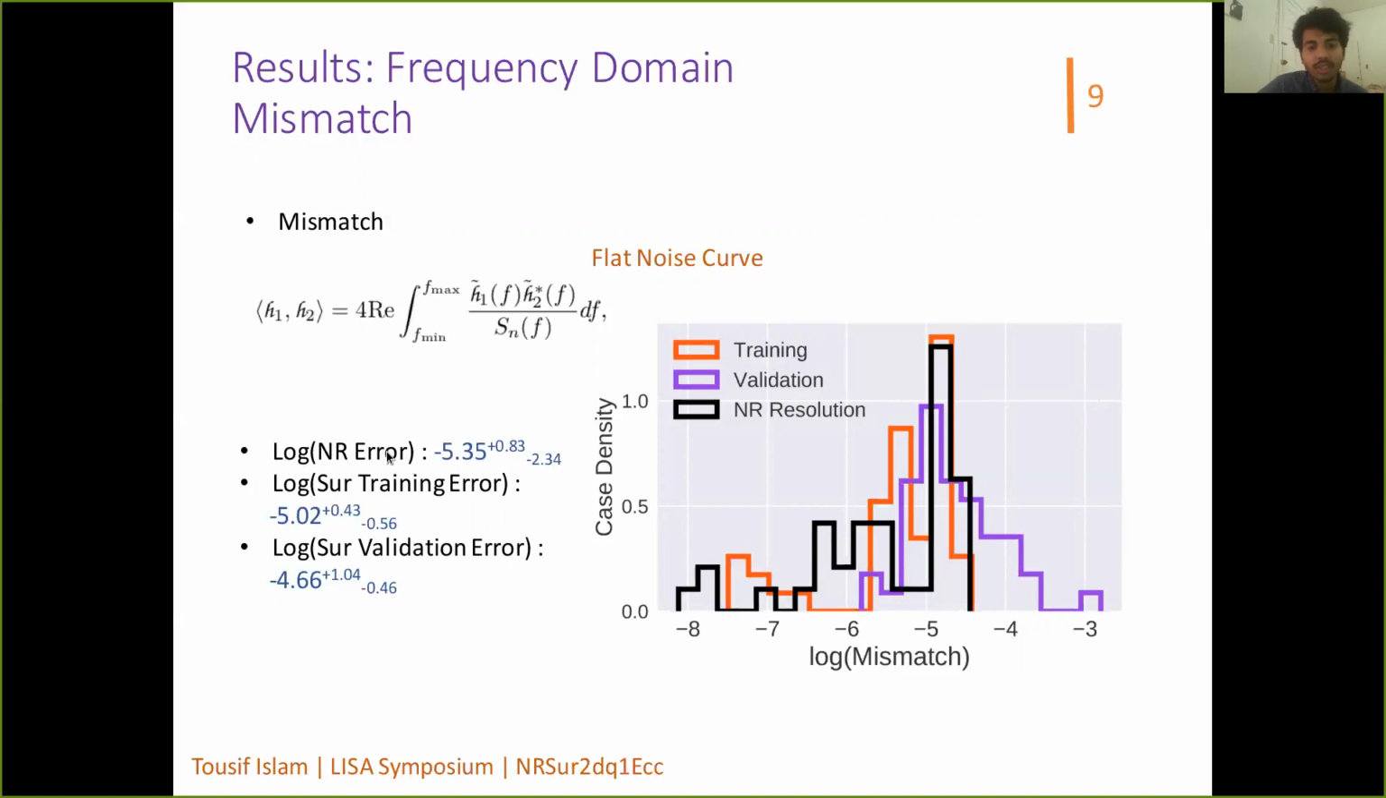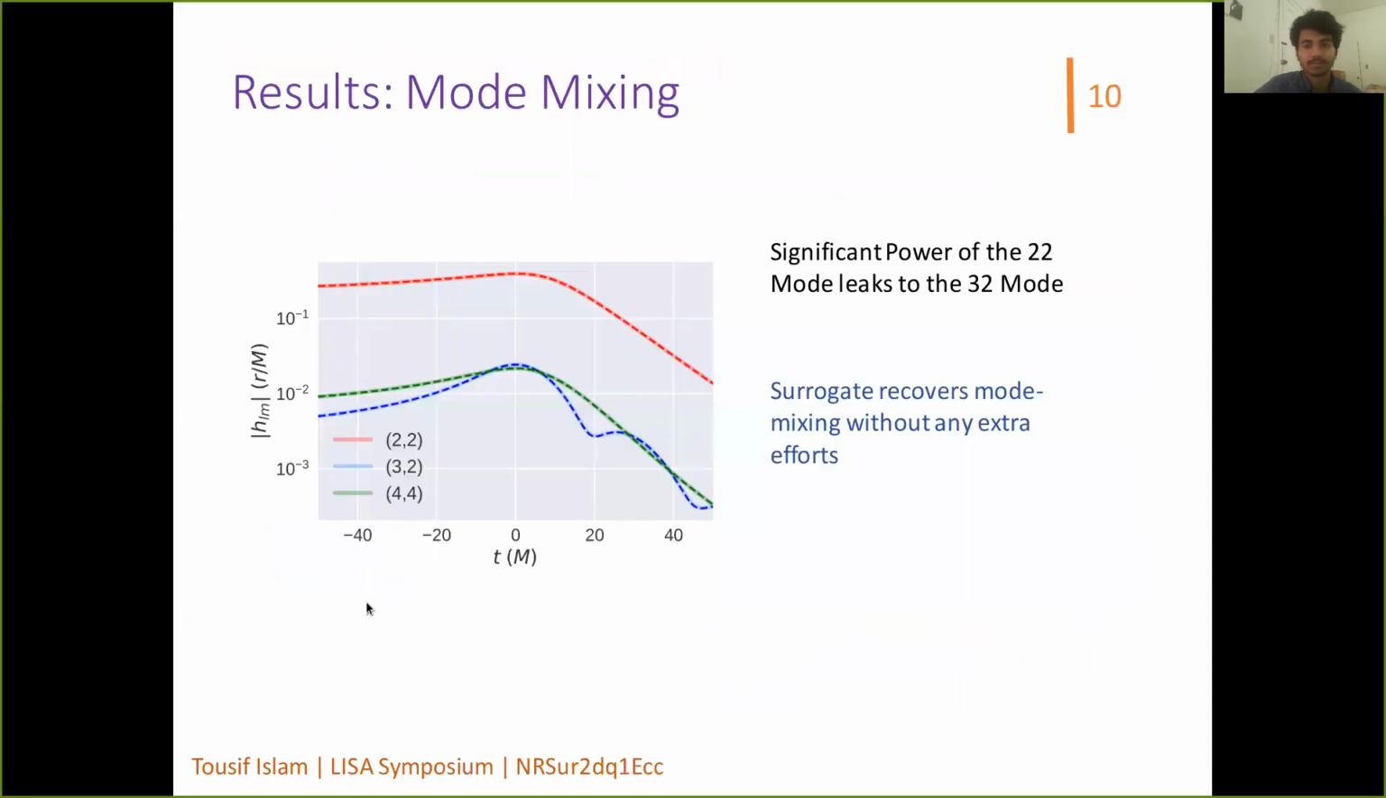Now here we also quote the 90% credible interval for the NR error, surrogate training error, and surrogate validation error in the log scale. What we see here is that the 90% credible interval for the NR error has significant overlap with the surrogate training error. And the surrogate validation error, even though a bit worse than the surrogate training error, still looks really good, in the range of 10 to the power minus 4, and is comparable to other NR surrogate models for precessing or aligned spin systems.